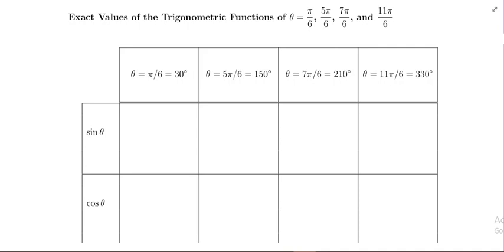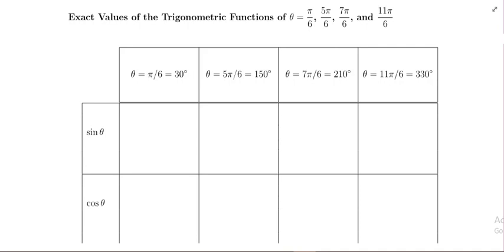On page 5, what you see is a chart that we're going to fill in. Across the top, I have 4 different angle measures. It's the 4 angles we just worked with on page 4. So I've got pi over 6 or 30 degrees, 5 pi over 6 or 150 degrees, 7 pi over 6 or 210 degrees, and then 11 pi over 6 or 330 degrees.